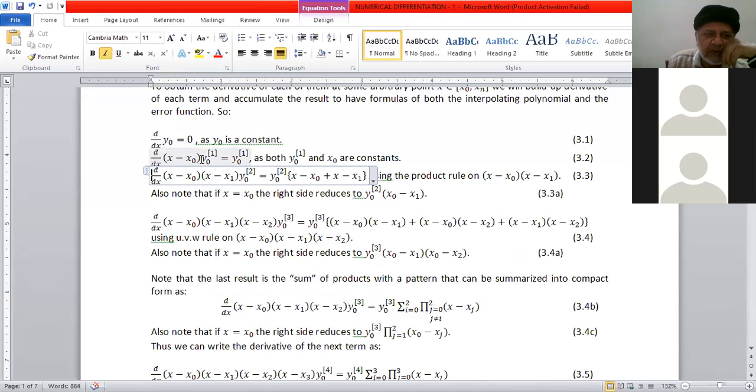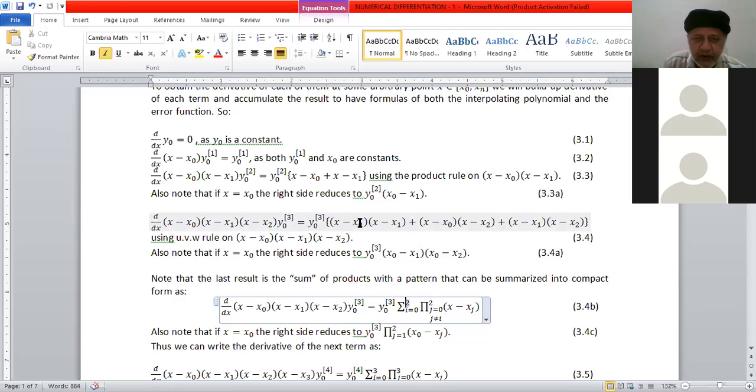Derivative of y naught, derivative of the first term in the interpolating polynomial, derivative of the second term, the derivative of the third term, and so on and so forth. Using the third term, we demonstrated how to write down this product, the derivative of this term, which involves products as well as sums. So there is a summation involved, there is a product involved, product of x minus xj type terms, where every time one of the indices j has to be missed out of the product of 3, we get a product of 2 each in 3 terms, and that makes this compact notation.